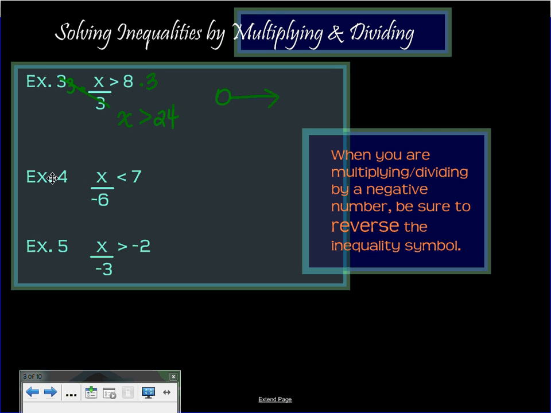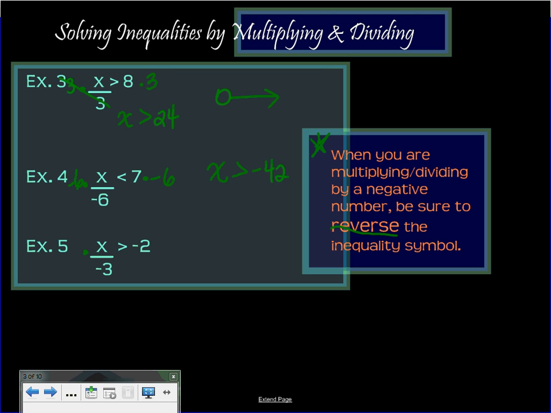All right, so the difference between example 3 and then examples 4 and 5, notice how we're dividing by a negative each time. I want you to write this down in your notes. When you are multiplying or dividing by a negative number, be sure to reverse the inequality symbol, otherwise it won't be correct. So let me show you what I mean by that. I'm going to multiply this side by negative 6 and also multiply this by negative 6 as well.